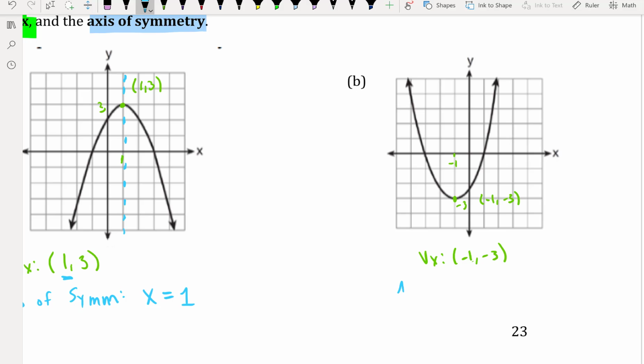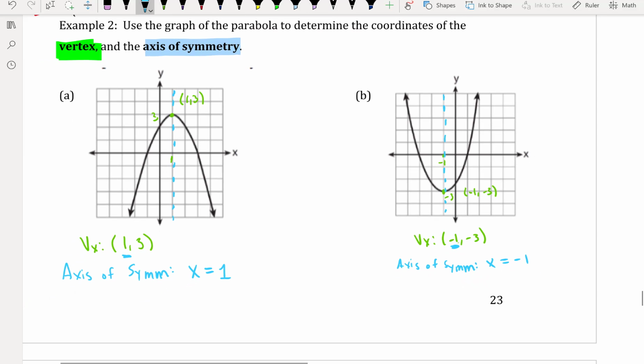So I'm going to have my axis of symmetry. Remember, that's going to be an entire line, and it's right at the x-axis. So whatever this value is, that's what you're going to write. So it's x is equal to -1. Okay? All right. So hopefully that helps you understand the vocabulary a little bit more regarding vertex and the axis of symmetry.